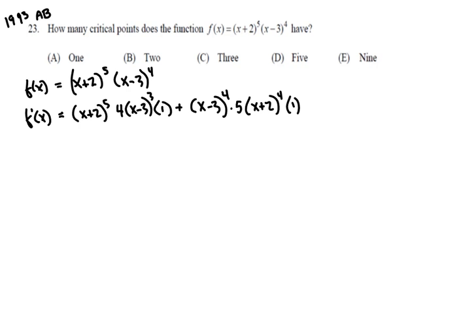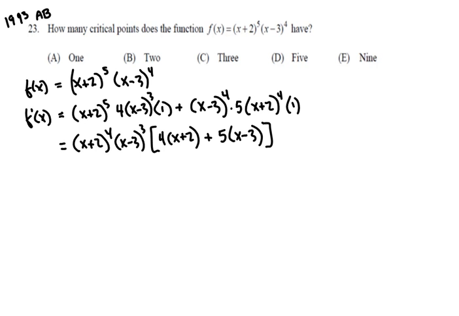Now what we want to do though is each of those terms has a factor of x plus 2 and a factor of x minus 3. And now I'm going to factor those two out. I want to factor out the greatest common factor. For the x plus 2, it's going to be (x plus 2) to the fourth. And for x minus 3, it's going to be (x minus 3) to the third. And at that point, we're left with (x plus 2) times 4, then plus (x minus 3) times 5.